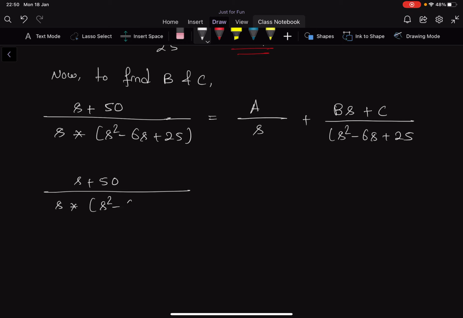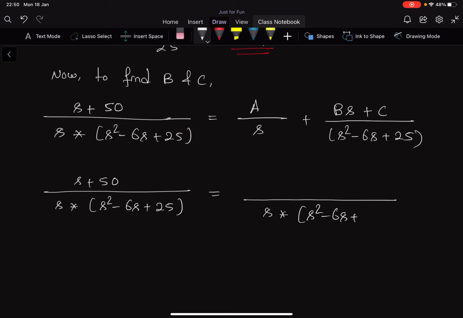But on our left-hand side, we are going to take the LCM, basically combining these two fractions into a single fraction. For that, we simply take the LCM of both fractions and multiply them together like this.